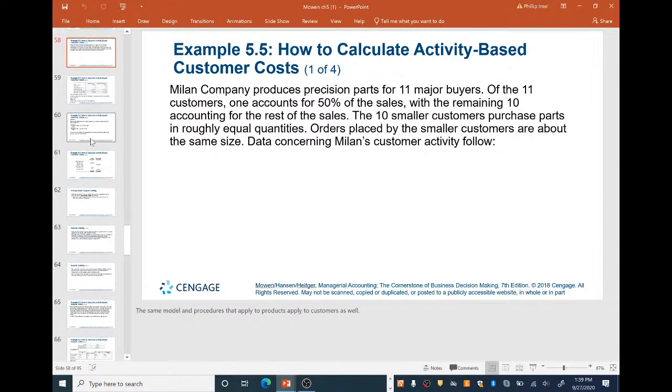So now let's look at an example of how to actually calculate the activity-based customer costs. Milan Company produces precision parts for 11 major buyers. Of the 11 customers, one accounts for about 50% of the sales, with the remaining 10 accounting for the rest of the sales. The 10 smaller customers purchase parts in roughly equal quantities. Orders placed by the smaller customers are about the same size. Data concerning Milan's customer activity follows on the previous slide.